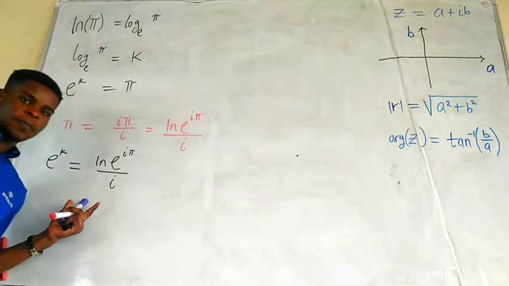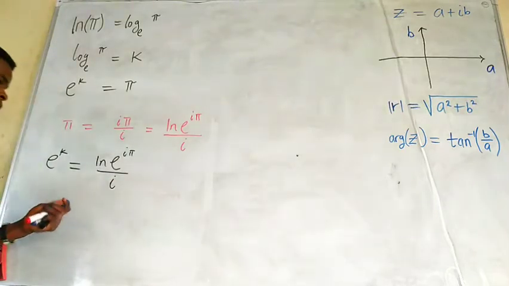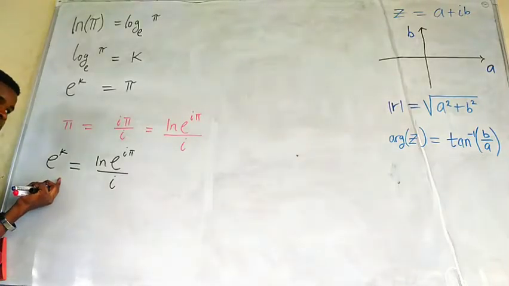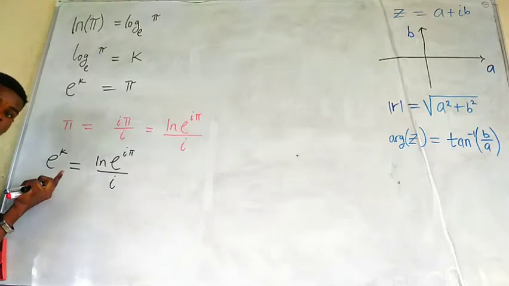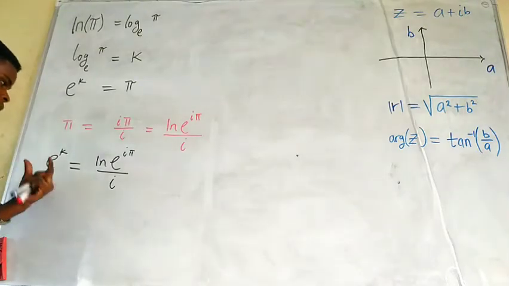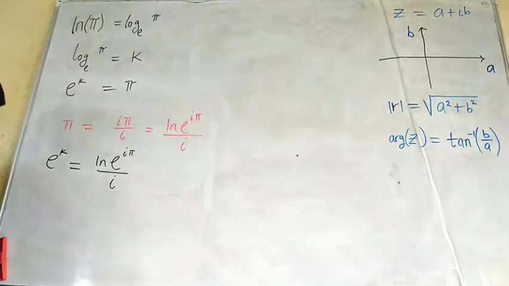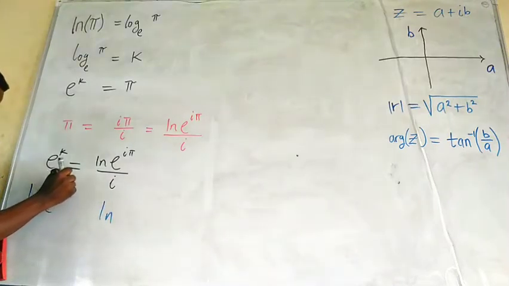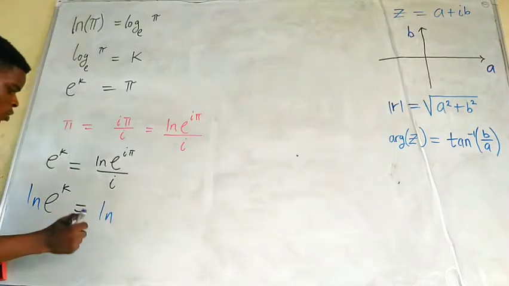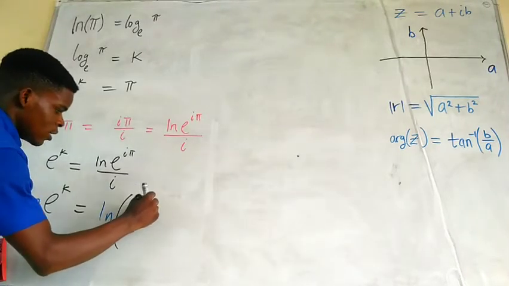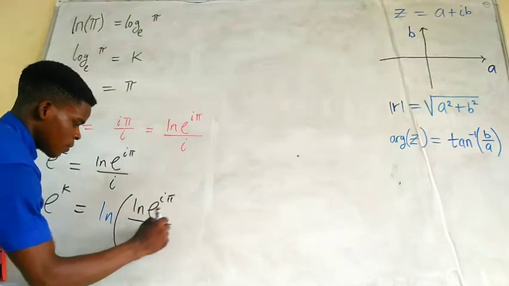And now we have something really nice here. To find k, we can simply take ln on both sides. Very nice. So we have ln on the left-hand side and ln on the right-hand side. We have ln of e to the k power, and this is equal to ln of everything here, that is ln of ln of e to the i pi divided by i.